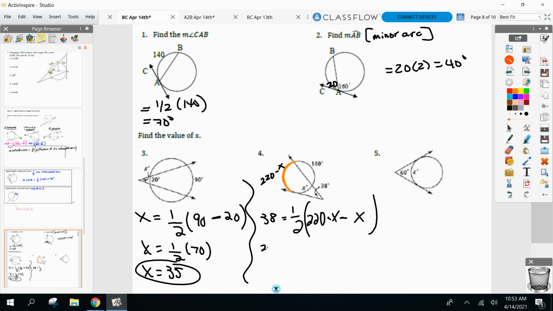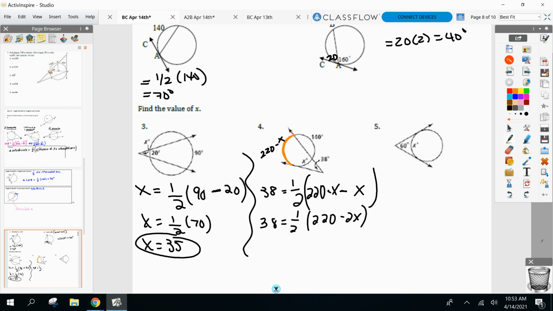We talked yesterday. I don't care how you solve this. If some of you want to distribute the 1/2, go ahead. If some of you want to multiply both sides by 2 instead, go ahead. I don't care. And I'm hoping we're getting 72 degrees. Okay.